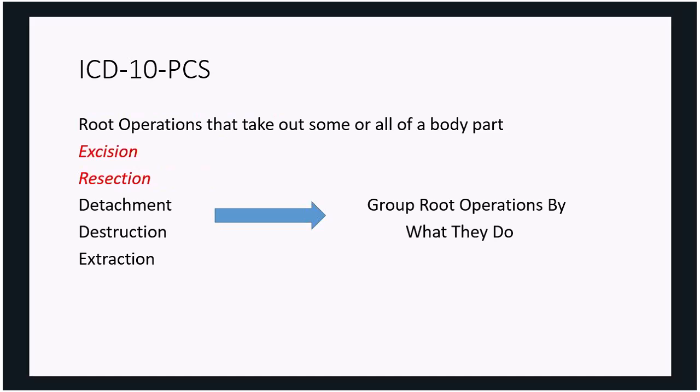Destruction. This would be the physical destroying or eradication of all or part of a body part by some use of force or destructive agent. An example might be a cautery of a skin lesion. Cautery, of course, means burning, so the lesion is destroyed by burning. Our last example here is extraction. This would be pulling or stripping out all or part of a body part by some use of force. An example might be a bone marrow biopsy.